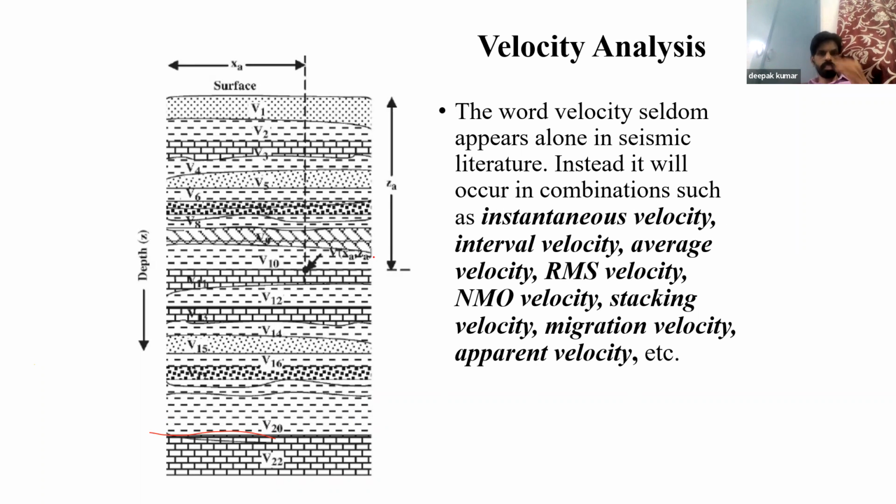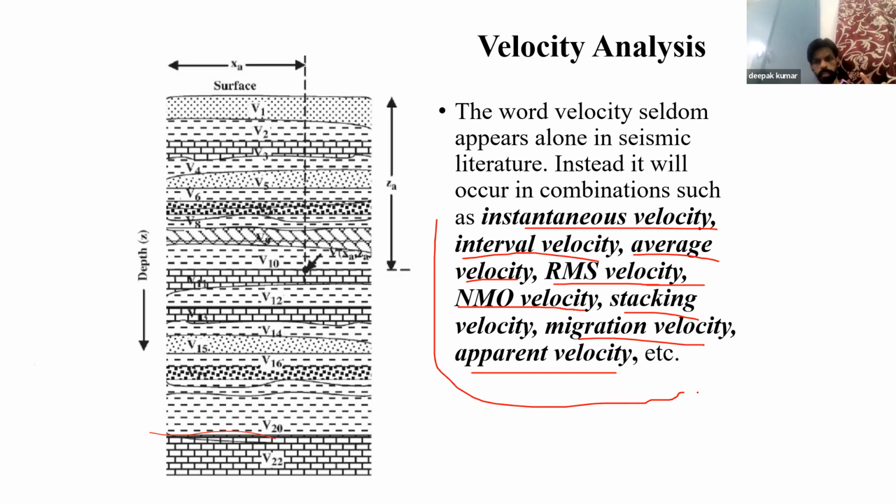Now coming to velocity analysis. In velocity analysis, see, there are different types of velocities. Okay, there is instantaneous velocity, at a particular instant. Then there is interval velocity between the two layers. Then the average velocity of the same particular layer, and then root mean square velocity. Okay, and then there is NMO velocity, which is used for NMO correction, and then stacking velocity, then migration velocity, and then apparent velocity. So in velocity analysis, we take care of all these things, and this is very important.